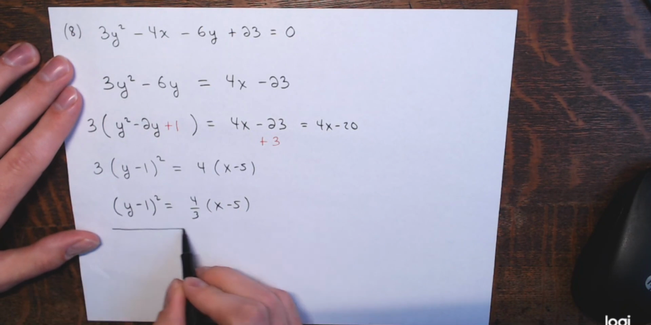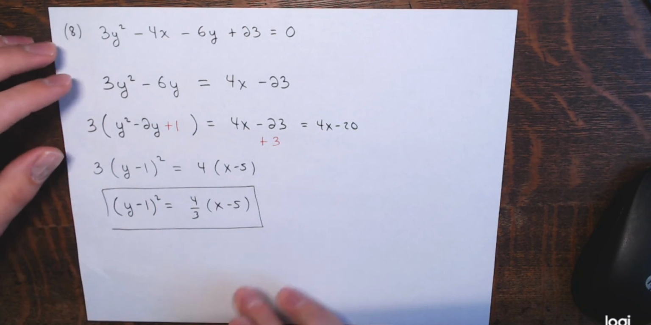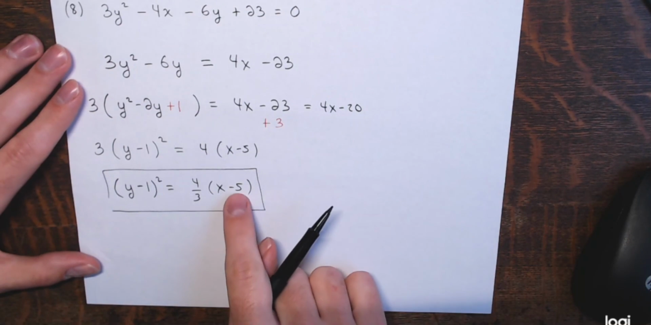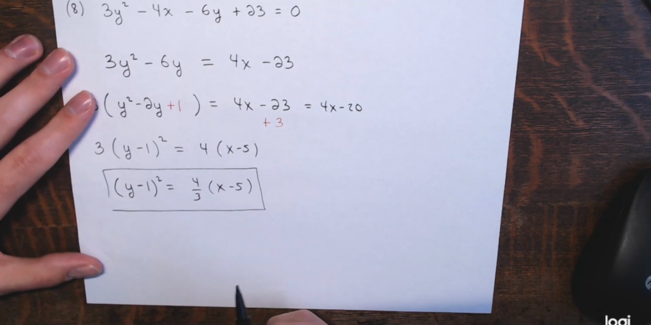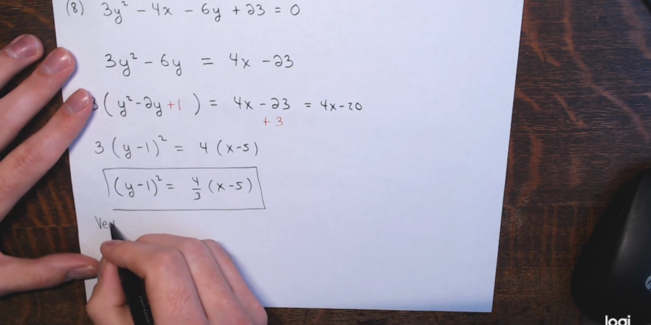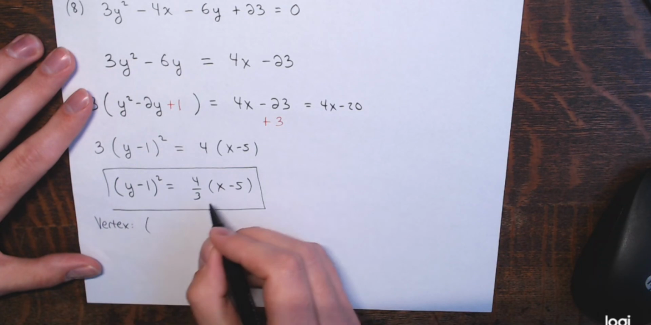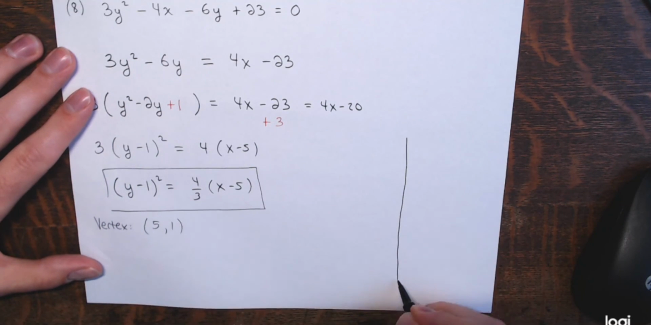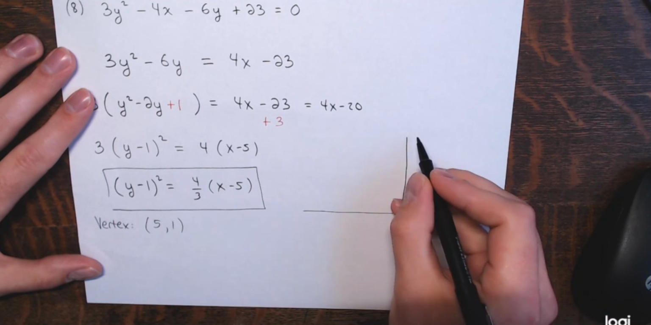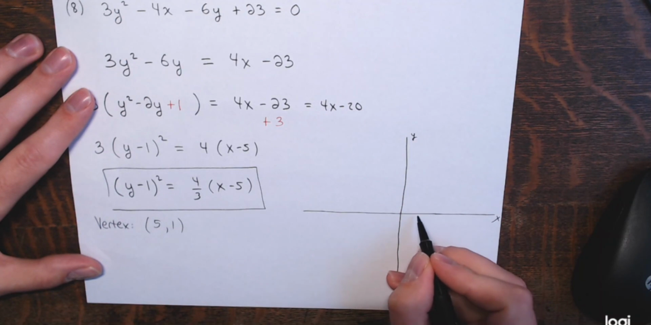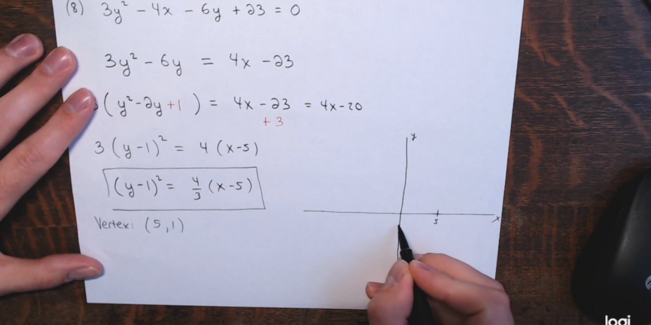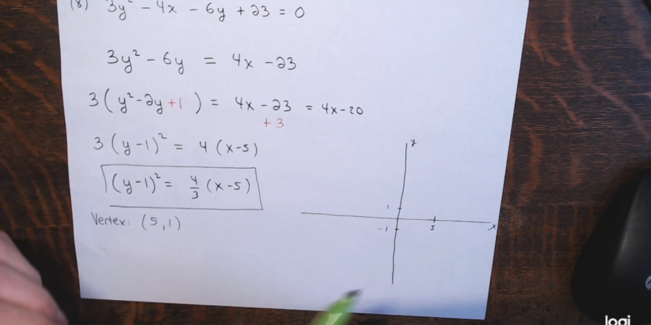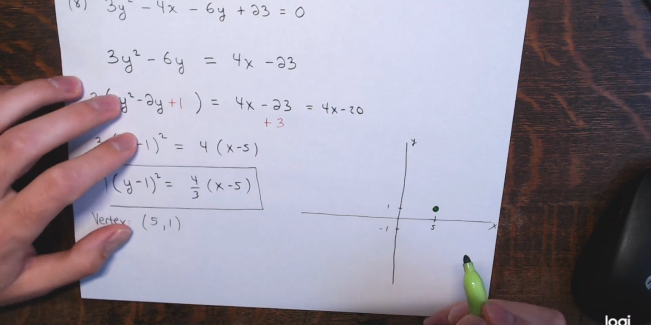So here's the equation in standard form, very similar to the last one. The only difference being the vertex is at 5, 1 instead of 5, negative 5. The vertex would have an x-coordinate of 5, a y-coordinate of 1. Making a rough sketch over here. So again, say that's 5, and this is 1. Or sorry, this is 1, that'd be negative 1. 5, 1. There's the vertex.